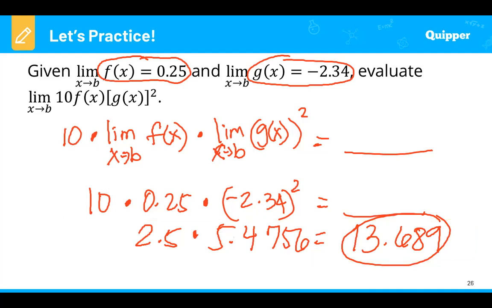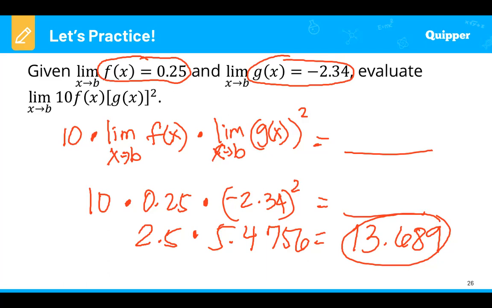So our answer is 13.689. Ayan, copyhin nyo muna. Or screenshot. Or nakapost na ganyan. Okay, para meron kayong solution. Finished copying this one? Okay. Picture ko lang siya. Okay, good.